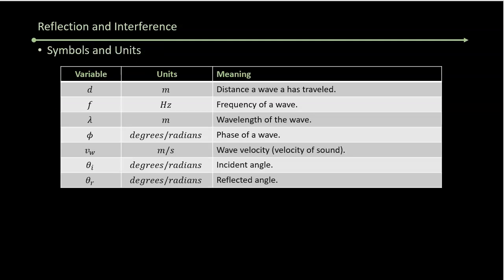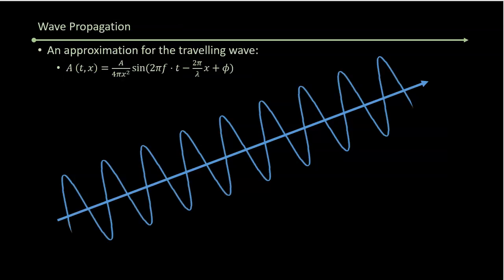Kind of variables we're dealing with: there's distance waves traveled, there's frequency, wavelength. I mean, you've named all these. Phase of a wave, I'm introducing a new one there. Talk about that a little bit. Wave velocity, incident angle, reflected angle. These are all pretty straightforward and simple for you guys at this point. So let's talk about a traveling wave.